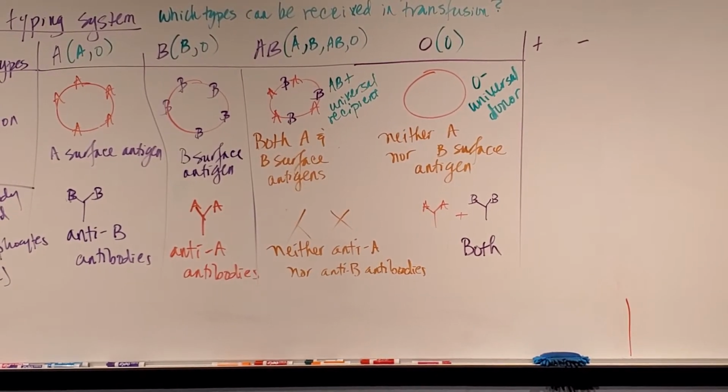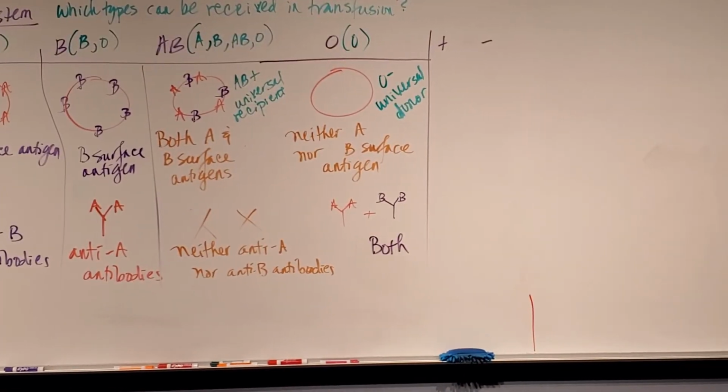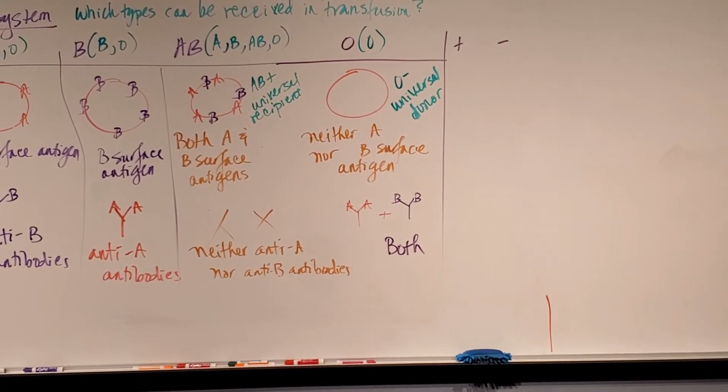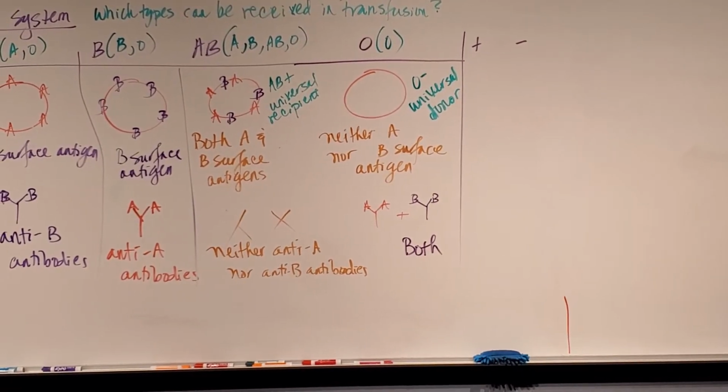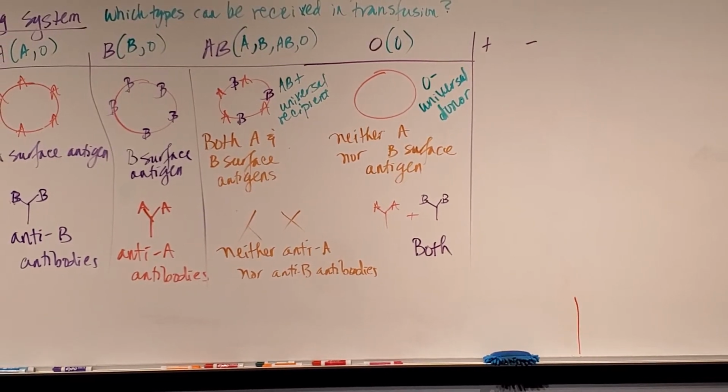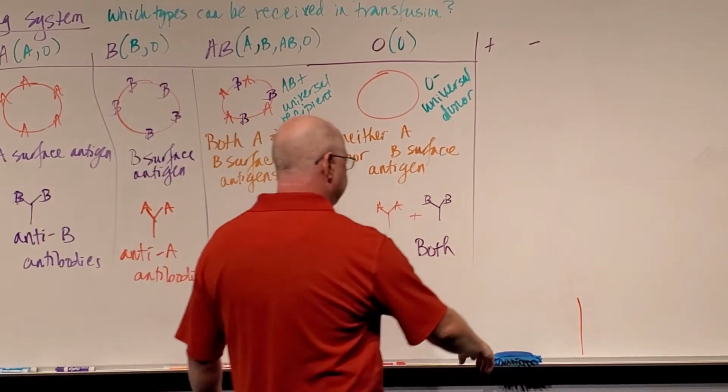Now, positive, you can see my red stripe on the board, which tells me y'all are out of range of the video camera. Positive and negative refers to the presence of another antigen on the surface of your red blood cells. Okay.